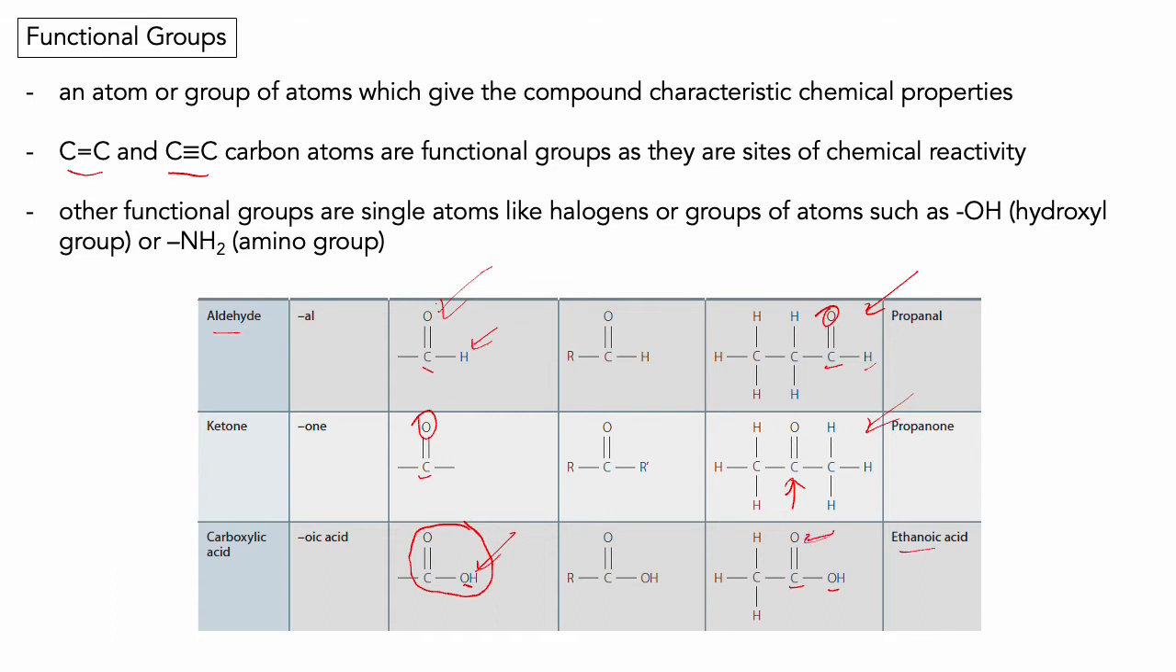So again, a functional group is a site of reactivity in a molecule. It gives it its chemical characteristics, and it's different from a chain isomer or an alkyl group as it's reactive. It doesn't just contain carbon and hydrogen like an alkyl group does, which are unreactive and don't lend any properties to that particular molecule.